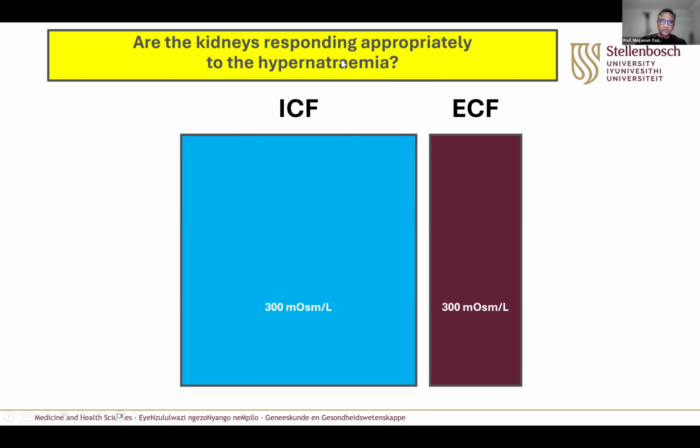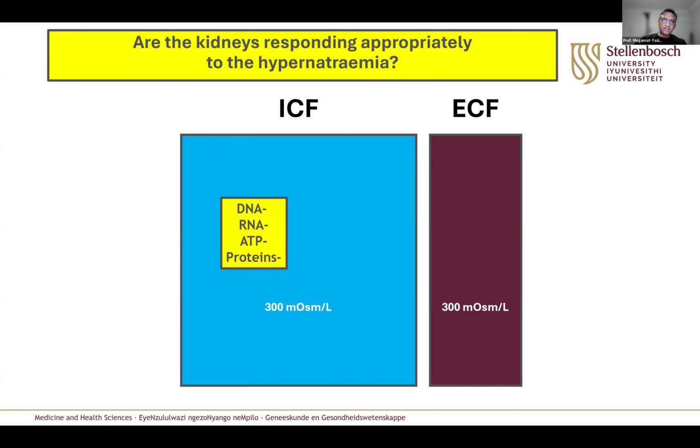Dysnatremias, whether it is a low sodium or a high sodium, are a problem with water. There's a problem with the movement of water in the body. That is really the problem. So here we have the ICF and the ECF, and we know this is 2/3. ICF is 2/3, while the ECF is 1/3, and the osmolality across is exactly the same.